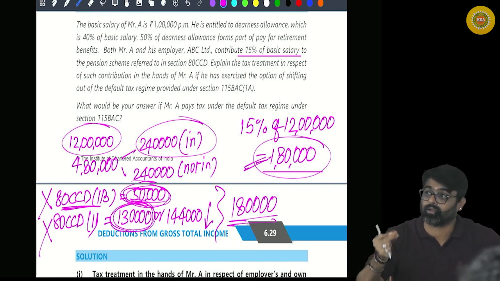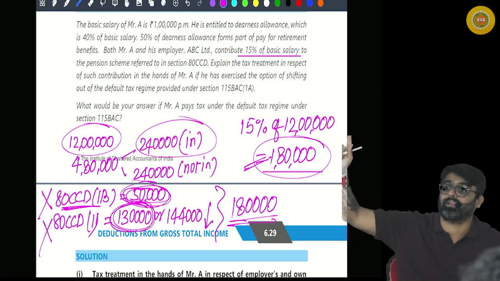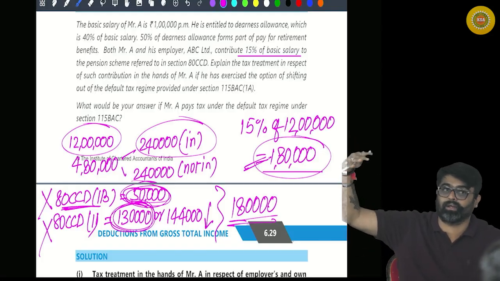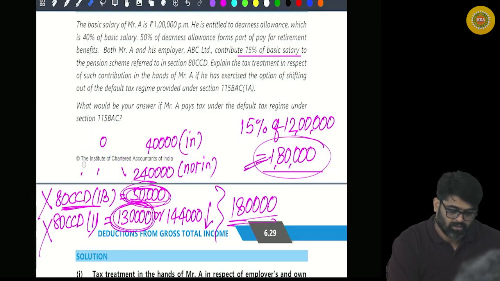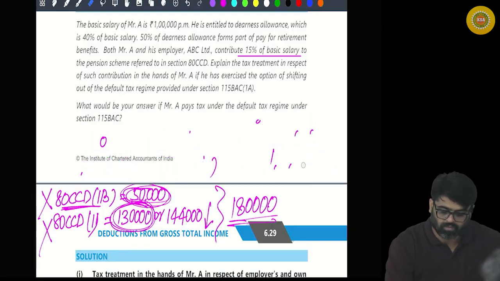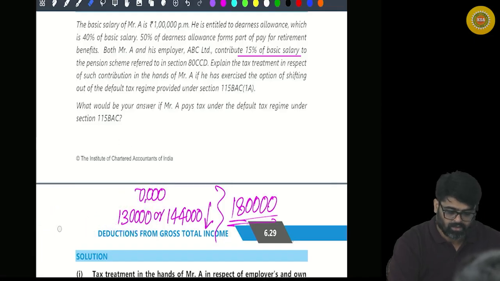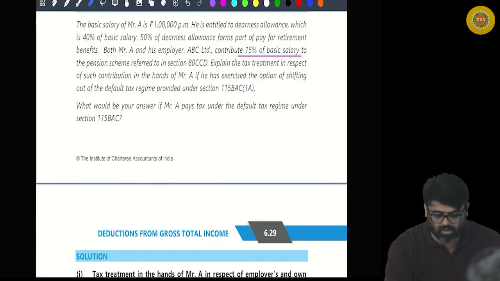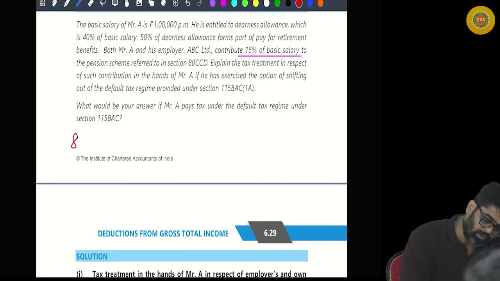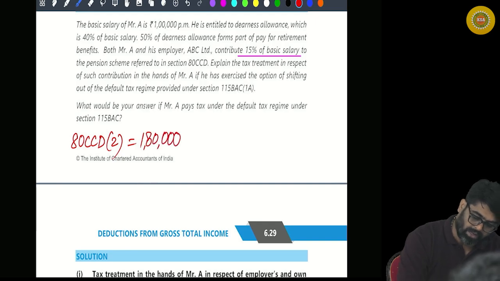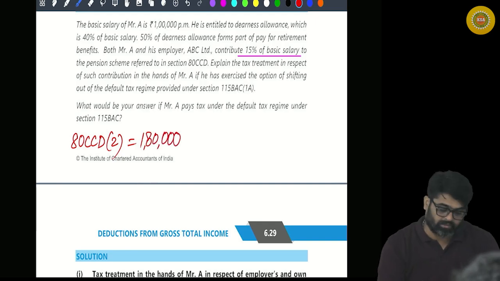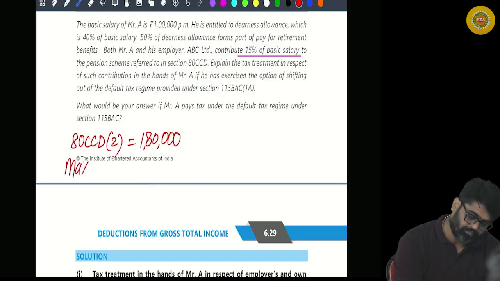First effect. Taxable as salary. Entire 1 lakh 80 will be taxable under the head salary. Now that 1 lakh 80 will be allowed under section 80 CCD 2. So now you are going to claim deduction under section 80 CCD 2 amounting to 1 lakh 80. And if you are not following 115 BAC, maximum 10% of your salary.